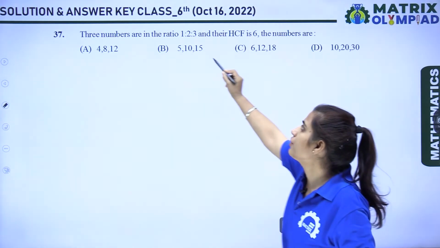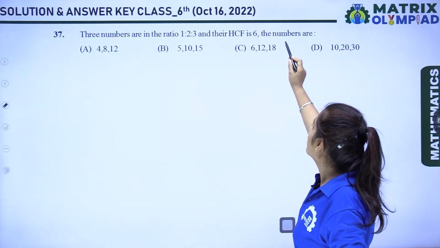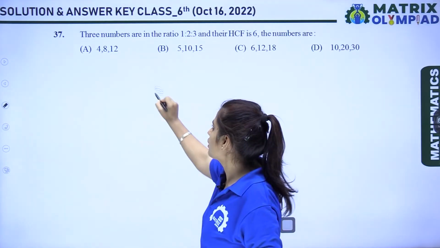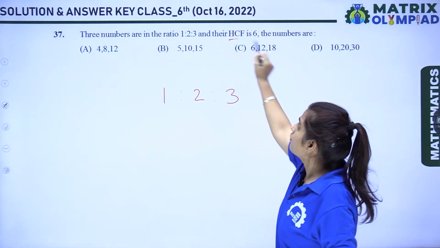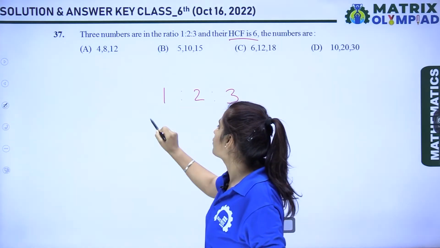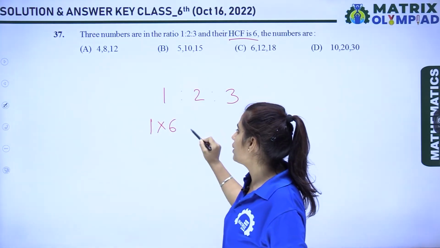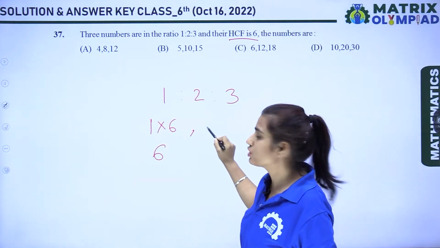3 numbers are in the ratio 1:2:3 and their HCF is 6. We have to find out the numbers, and here we are given the ratio, that is 1:2:3. Now we are given the HCF 6. We will simply multiply this HCF with the given ratio terms. 1 multiplied by 6, we get the first number, that is 6. The second ratio is 2.